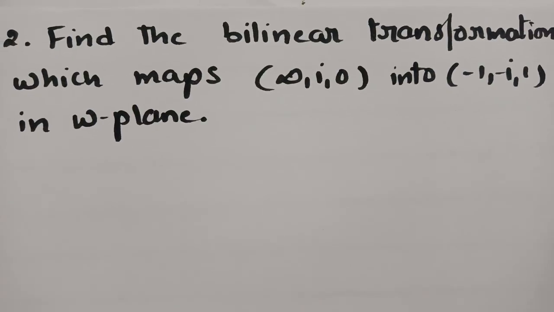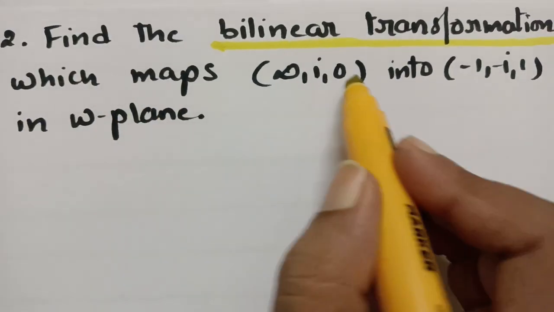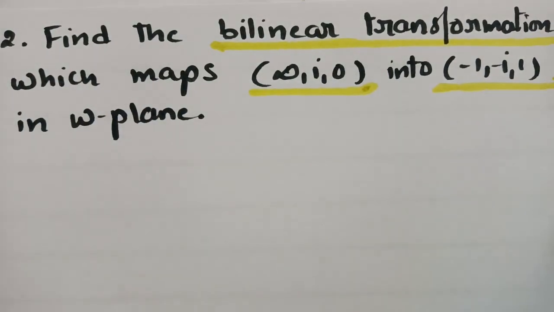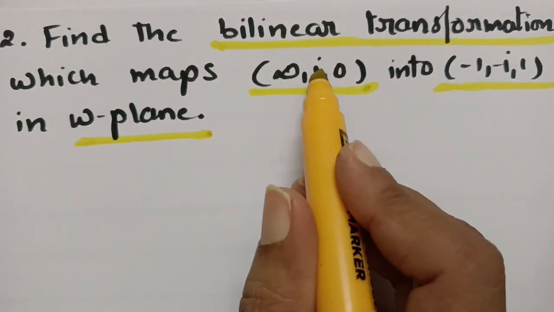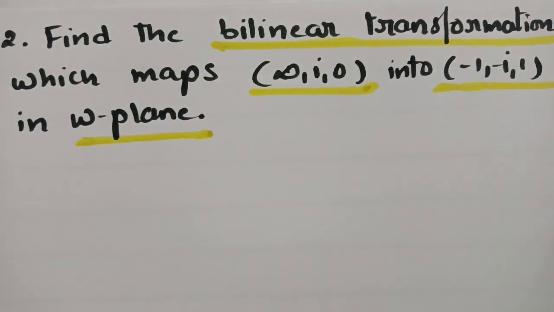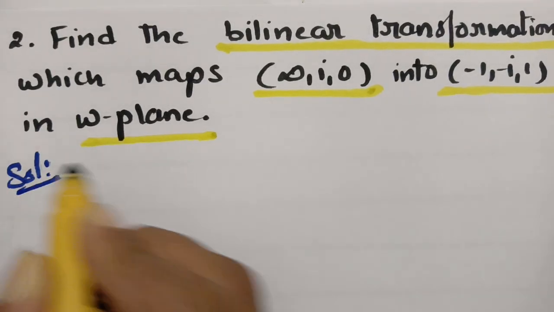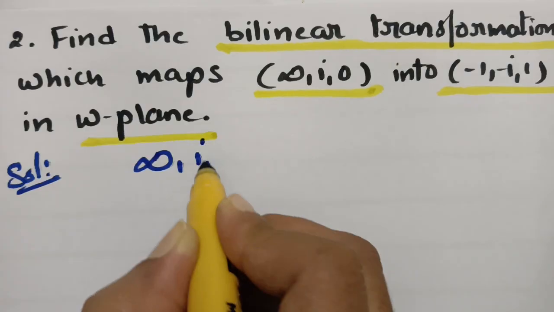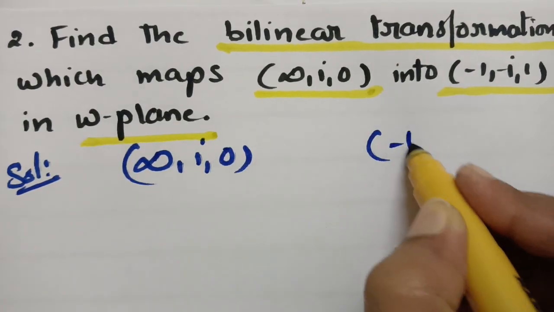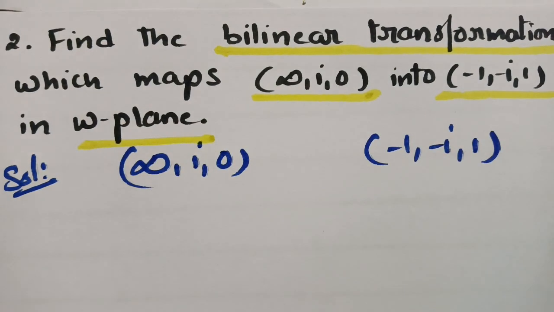So find the bilinear transformation. Here we have to find the bilinear transformation which maps infinity, i, 0 to minus 1, minus i, 1 in the W plane. So this is from the Z plane and this is from the W plane. So first thing here is, this is infinity, i, 0, and this value is minus 1, minus i, 1.